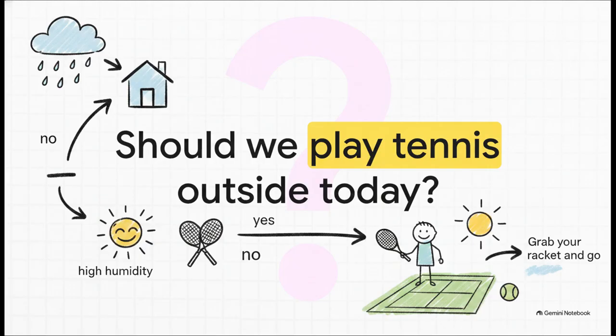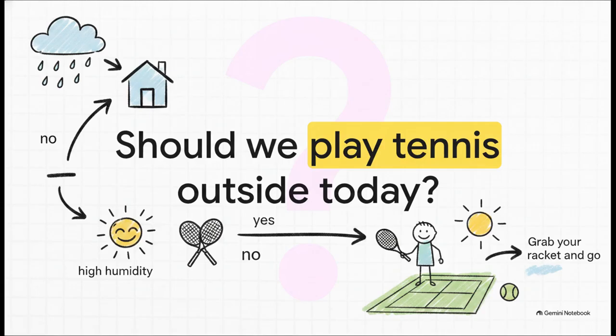So, should we play tennis outside today? Think about how your brain actually processes that decision. You don't just guess, right? You ask a sequence of questions. First, is it raining? If yes, you're staying inside. If no, you move to the next question. Is it highly humid? If the humidity is out of control, maybe you skip it. If it's normal, you grab your racket and you go.